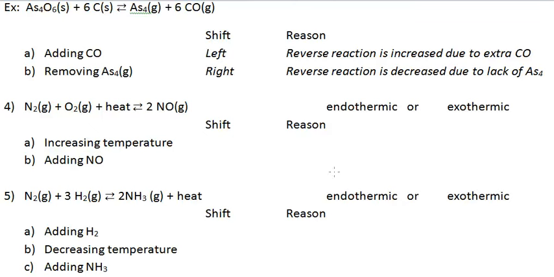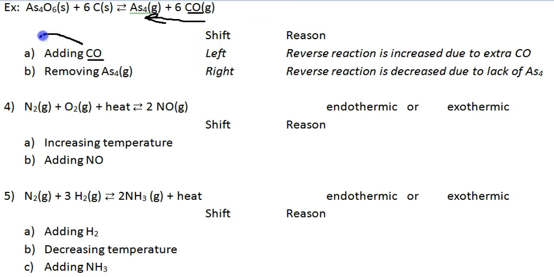So when we begin looking at this as a whole class, I asked these students to take a look at our example, where we've got the As4O6 plus 6 carbons to liberate out the arsenic, create carbon monoxide. And the first thing we do is look and see where is the stress. So in this case, the carbon monoxide is on the right side. So students know that this can only affect the reverse reaction.